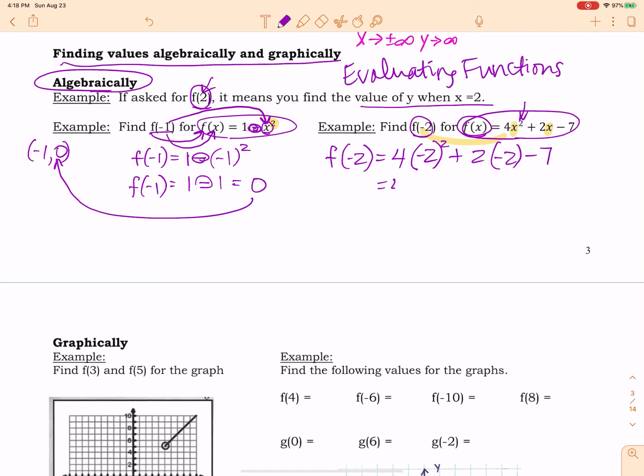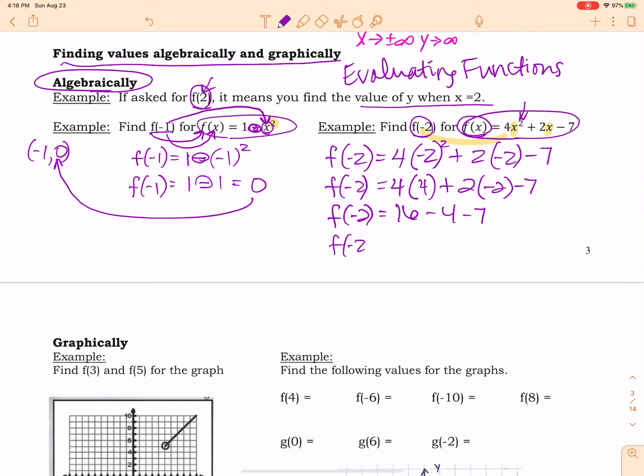Okay, so I've got 4. So f of negative 2 equals 4 times negative 2 squared, which is positive 4, plus 2 times negative 2 minus 7. You could have done that in one step. I'm just trying to make sure all my steps go together. So 4 times 4 is 16. 2 times negative 2 is negative 4, and then minus 7.